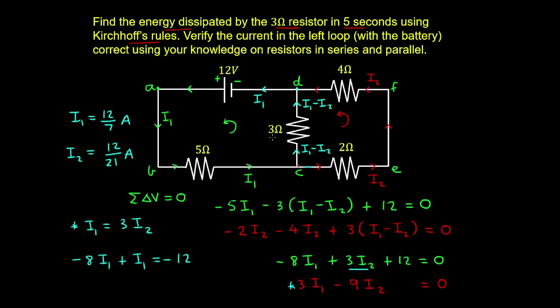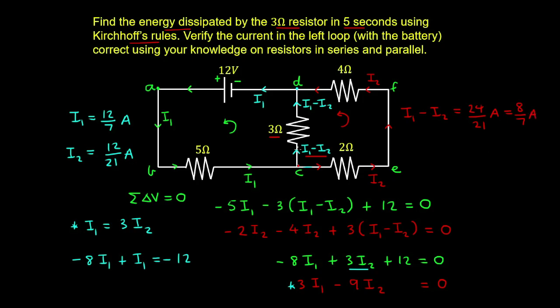So therefore the current through the 3 ohm resistor is I1 minus I2. So that will be 12 times 3 is 36 on 21 minus 12 on 21. So that will be 24 on 21 amps, which is 8 on 7 amps.